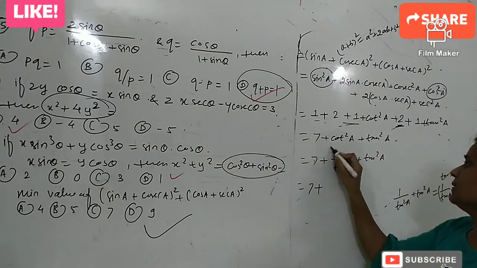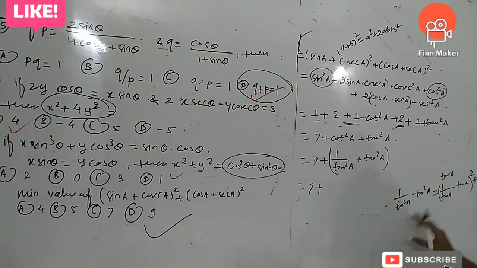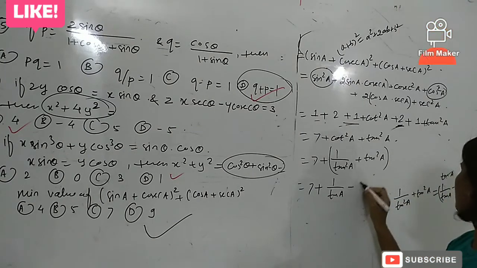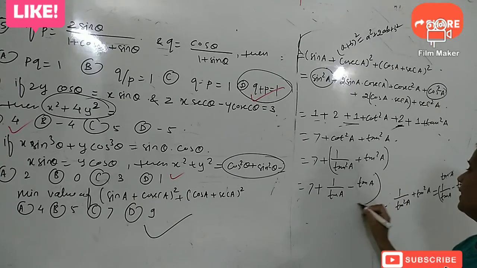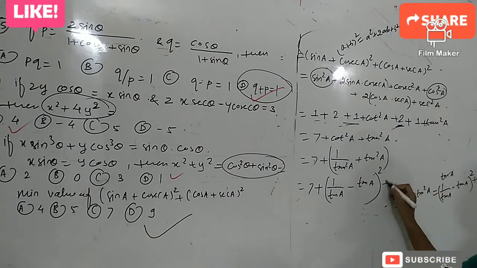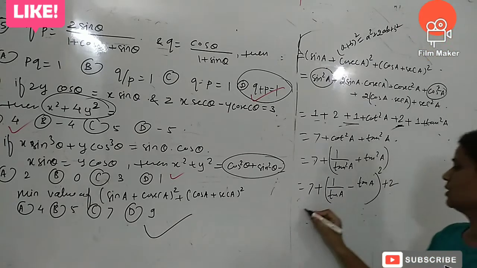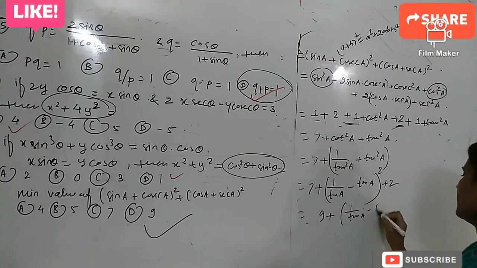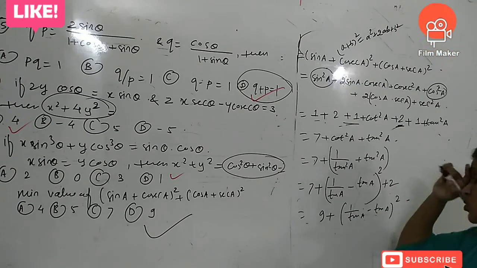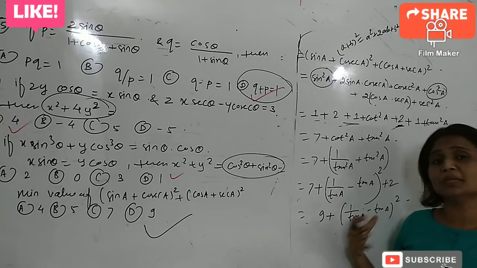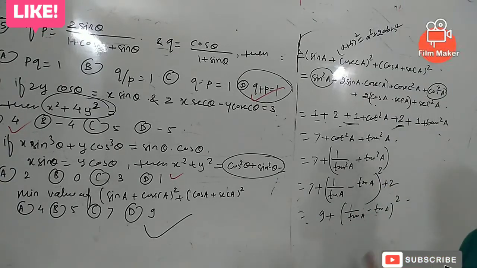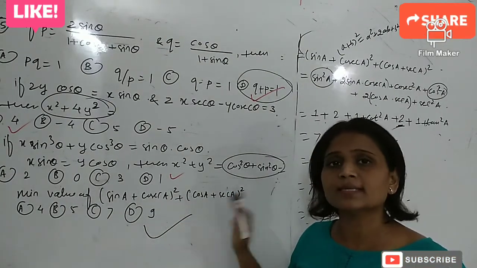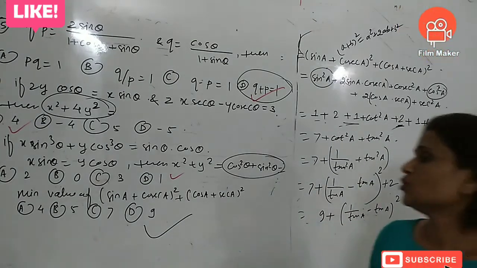So I can replace this whole expression. I got this value, and this value is 1 upon tan A minus tan A, and it's a whole square, and plus 2. Okay. So this 7 plus 2 is 9. 9 plus 1 upon tan A minus tan A whole square. So obviously this expression have the minimum value, it is 9 plus. Okay, so minimum value of this expression is 9. So 9 is correct option. So you can go with 9.